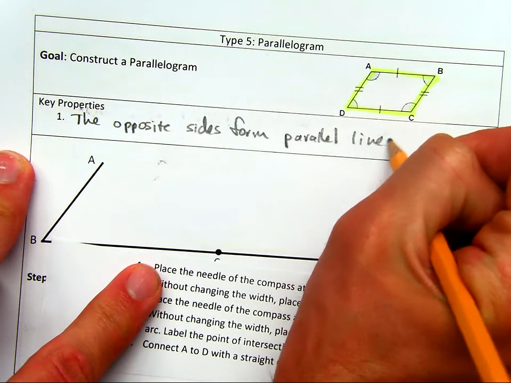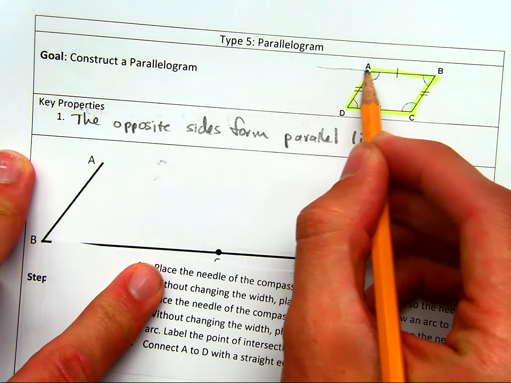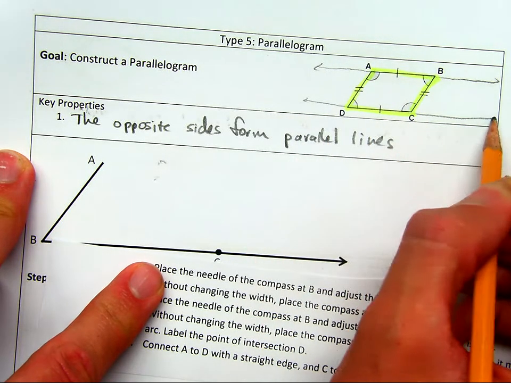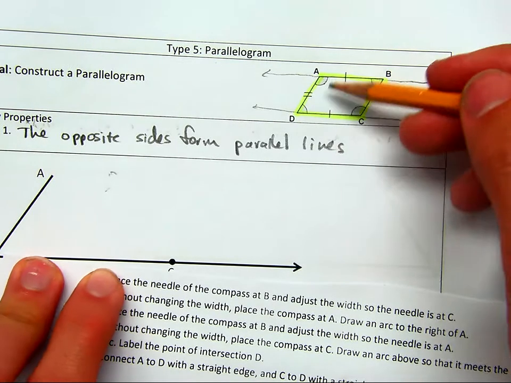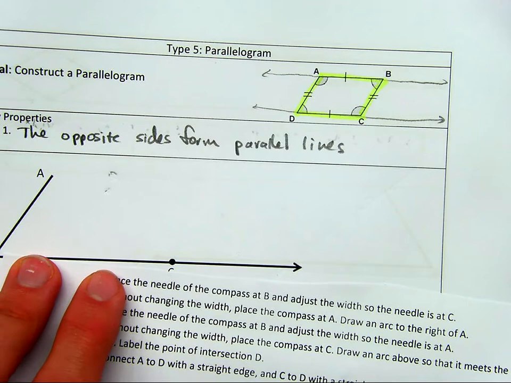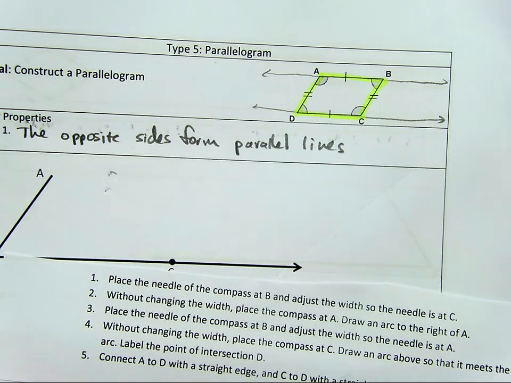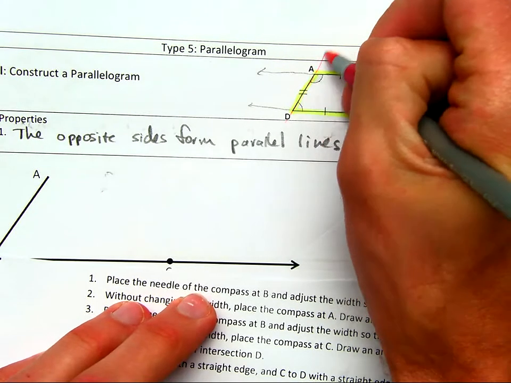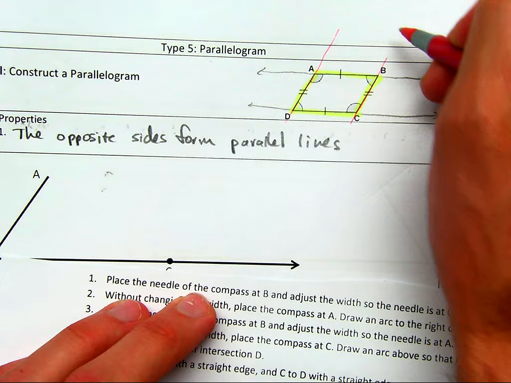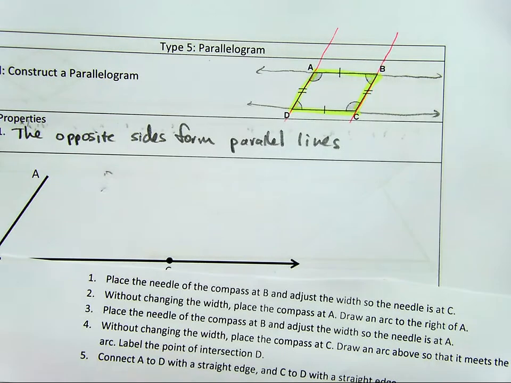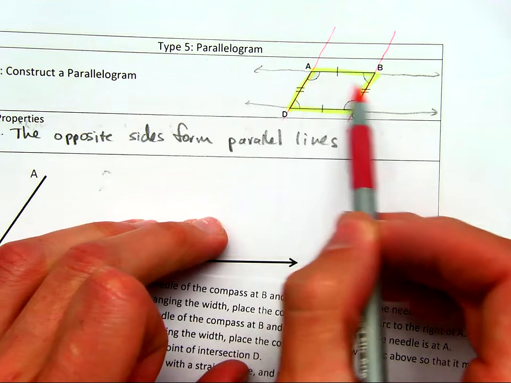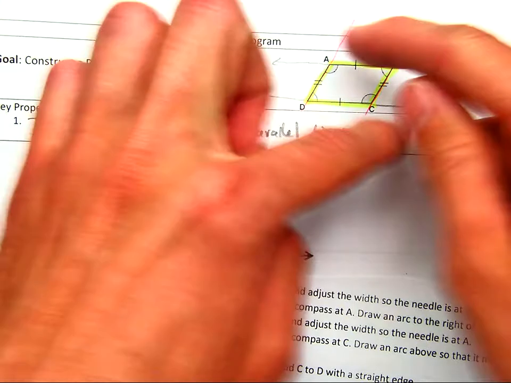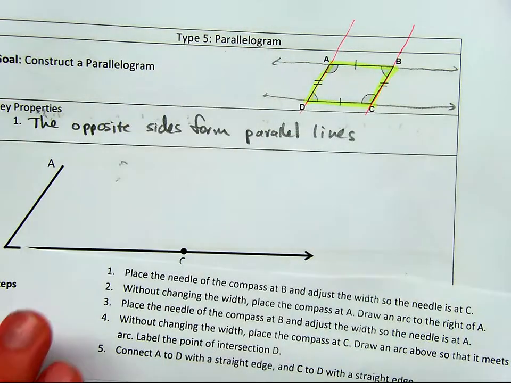So what that means for you is, if I drew these lines out and went forever in each direction, these opposite sides are going to be parallel. They're never going to touch. And similarly, if I drew out these other sides, like this one and this one, this one and this one, if I drew these out forever in both directions, those would also be parallel because they're on opposite sides. They're never going to touch. So a parallelogram has 4 sides and the opposite ones are parallel.